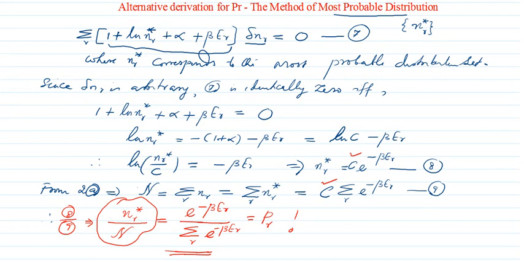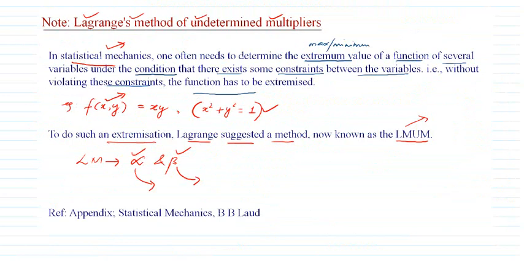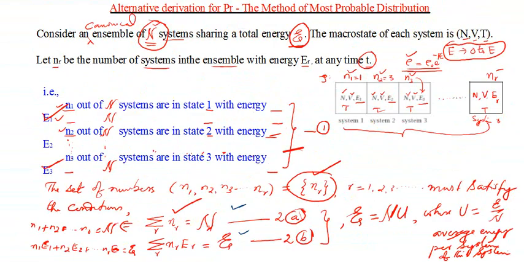Anyway, let's go back to the beginning of our derivation. Remember, what was this symbol's meaning? Consider a canonical ensemble of N systems sharing a total energy E. Let nr, this is the quantity that comes in the numerator of our final expression, be the number of systems in the ensemble with energy Er at any given time T. Out of the total N systems in the ensemble, nr systems are assumed to be in a state with energy Er.